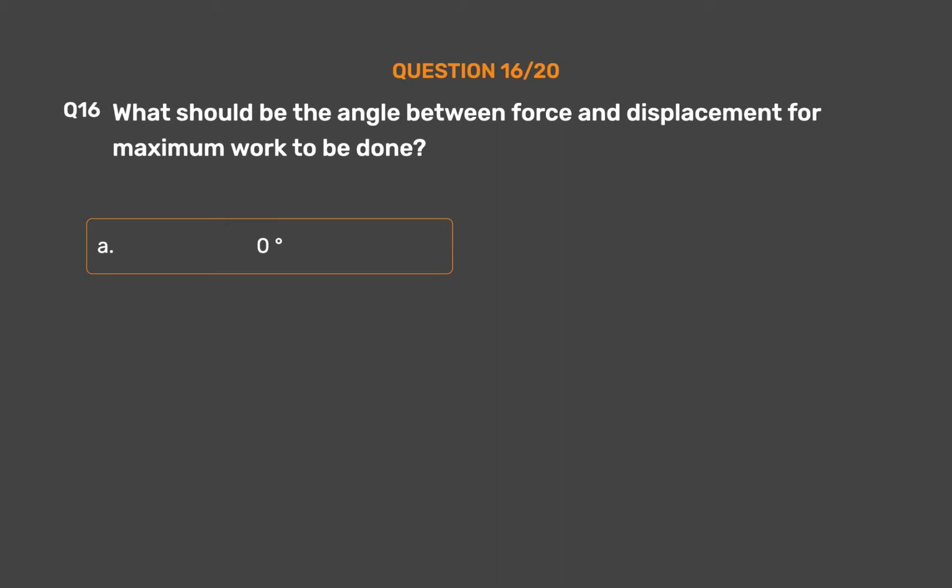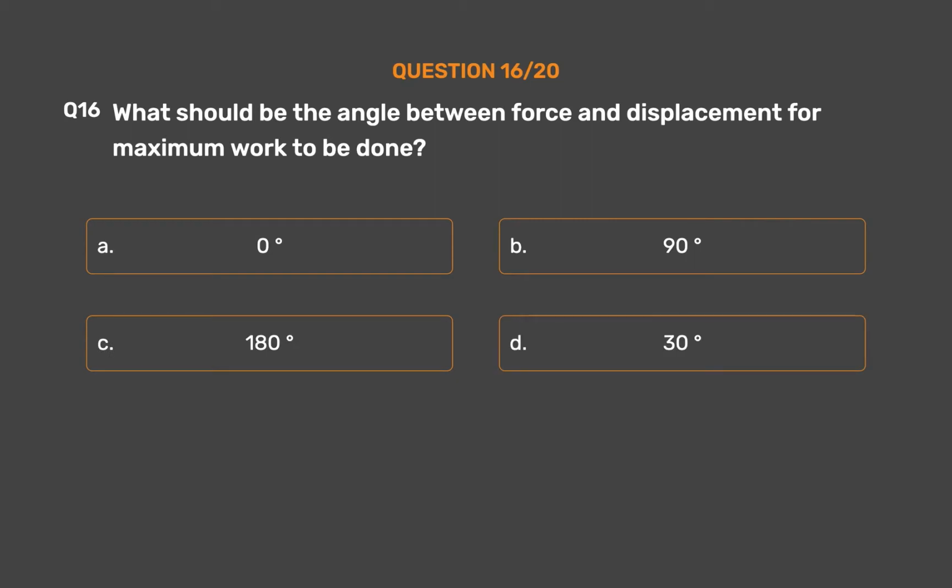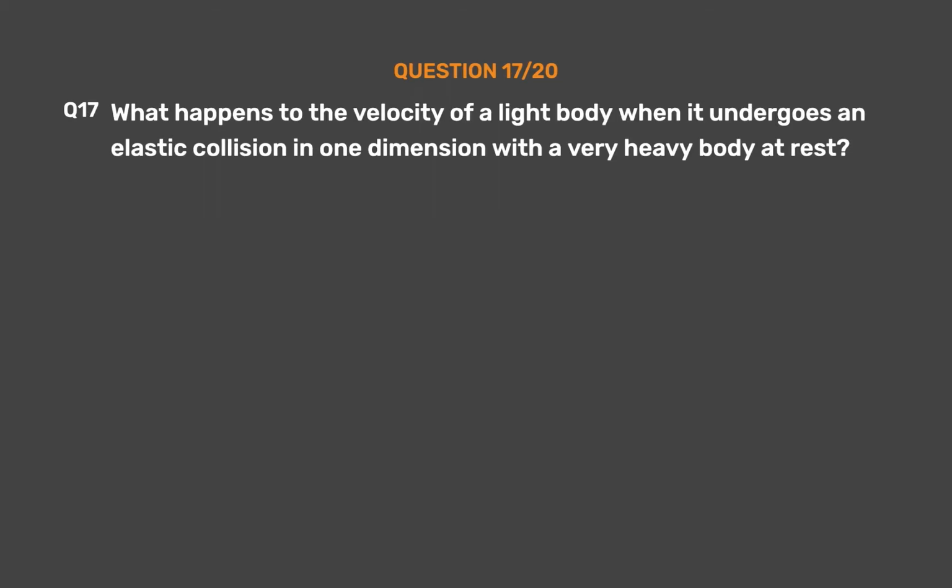Question number 16. What should be the angle between force and displacement for maximum work to be done? Option A. 0 degrees. Option B. 90 degrees. Option C. 180 degrees. Option D. 30 degrees. The correct answer is Option A. 0 degrees.